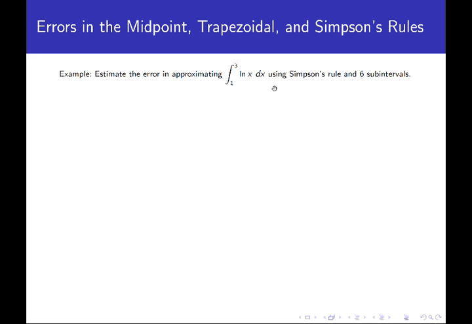Let's do another one. Let's say we want to estimate the error in approximating the integral from 1 to 3 of log x dx using Simpson's rule and 6 subintervals. All right, so remember with Simpson's rule, we have to get a bound on the absolute value of the fourth derivative. Well, let's do the fourth derivative then of the function. The function is natural log. Its derivative is 1 over x. Makes the second derivative 1 over x squared. Third derivative will be negative 2 over x cubed. Fourth derivative will give us 6 over x to the fourth.